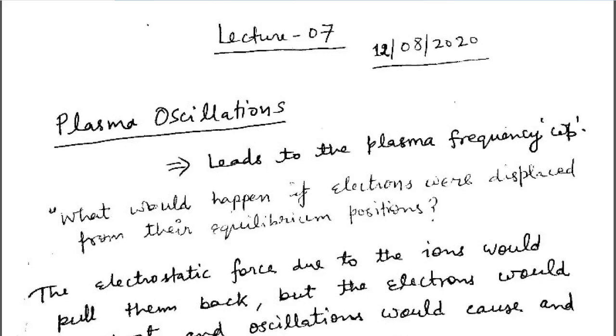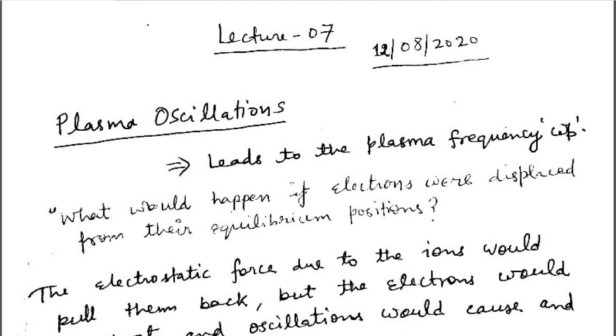So today I'm going to talk about plasma oscillation. In the previous lecture I also talked about the Debye length and the number of particles inside the Debye sphere. Now the question comes: how do you define plasma oscillation? Basically it leads to the plasma frequency that we denote omega p. The question I'm going to ask myself is: what would happen if electrons were displaced from their equilibrium position? If you disturb something in equilibrium, how does it react and what does it look like? I'm going to give you the answer and try to understand the plasma oscillation.